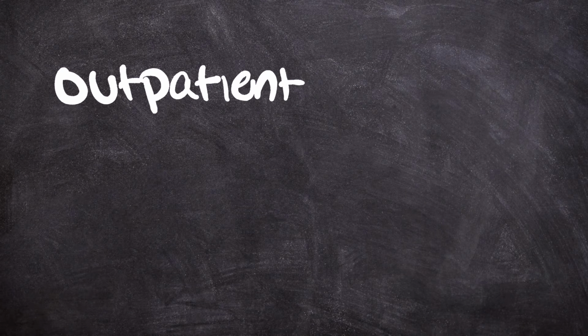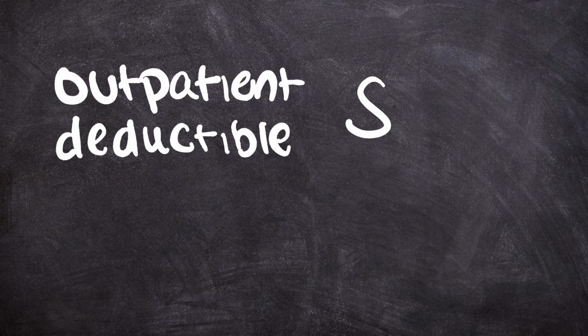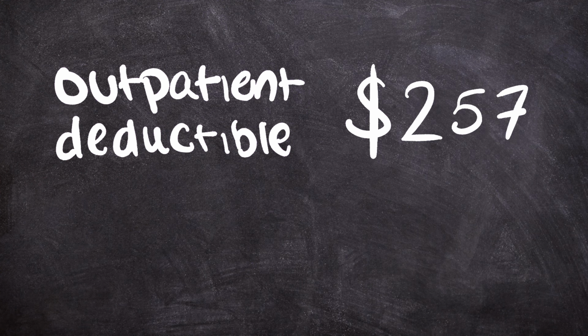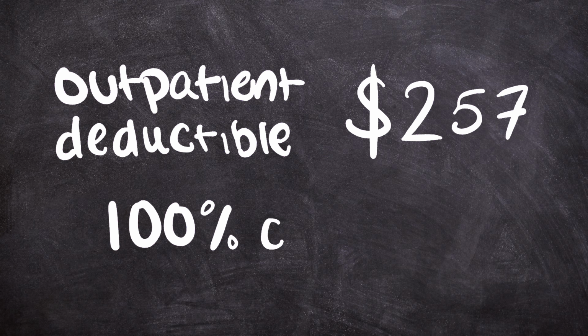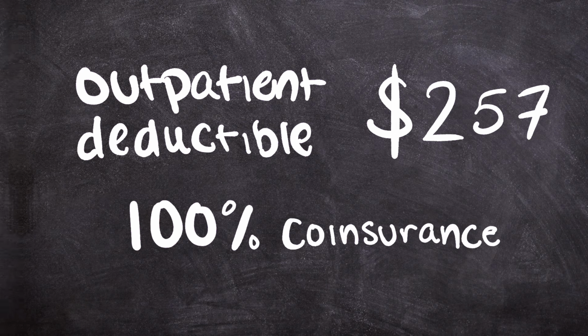The other benefit of a Plan G is that once you hit your outpatient deductible of $257, you're going to be covered at 100% coinsurance. And so once you hit that deductible of $257 paid out of your pocket for the year, then you are going to be covered at 100%. The other benefit of having a Plan G is that they also will pay for any excess charges. Medicare supplement plans would subject you to a 15% excess charge, and with a Plan G, that is going to be covered.